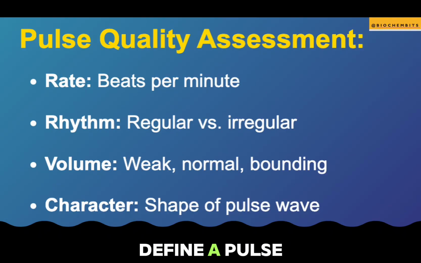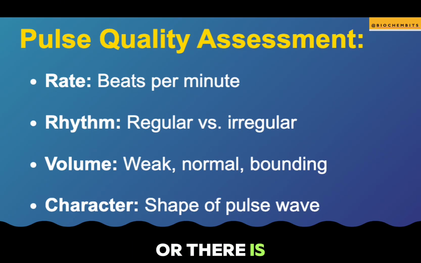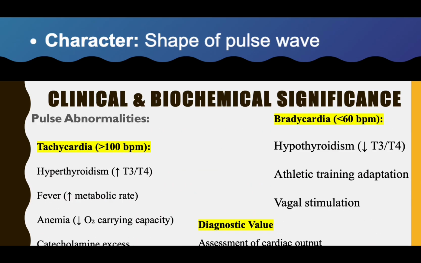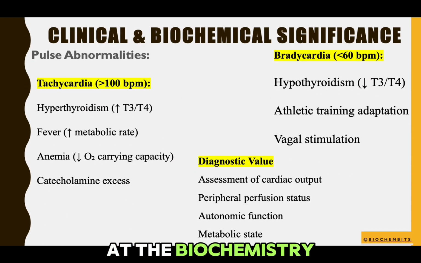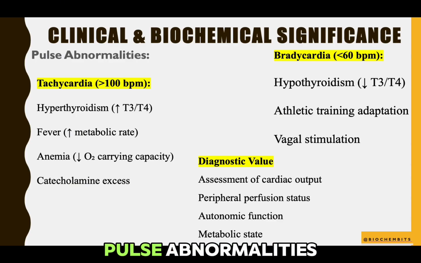We can also define pulse quality based on the character of the pulse, looking at the shape of the pulse wave that is being displayed. Just what I showed you the other time. Sometimes the way the wave moves indicates that there is a problem with the valve or a vascular disease. Now, when we look at the biochemistry of all this regulation or the generation of pulse itself, it's good that we look at the direct clinical implication of pulse abnormalities.